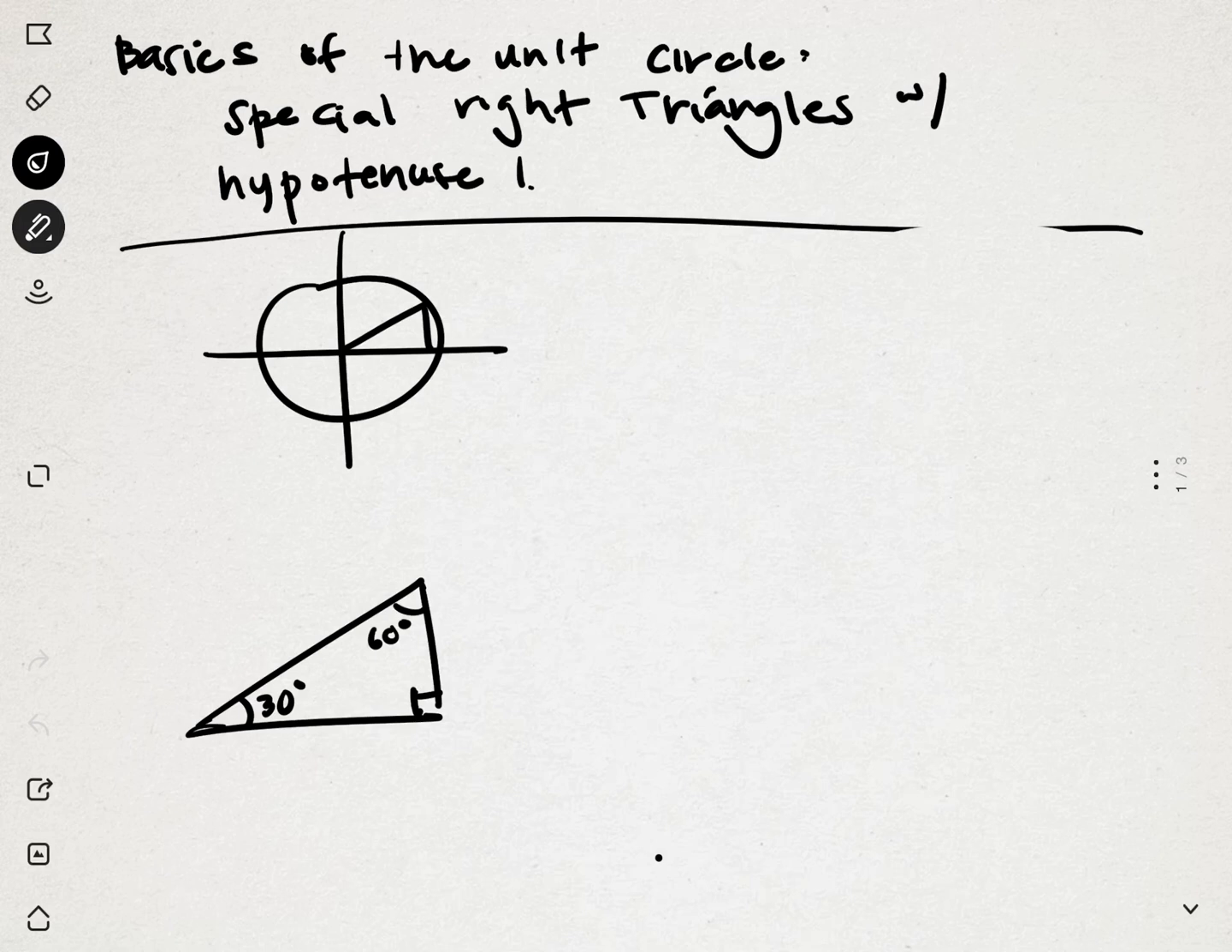Back. Today we're going to be talking about the basics of the unit circle. More specifically, we're going to be focusing on the special right triangles with hypotenuse 1. So the unit circle is kind of a big deal. It's one of the biggest ideas you take out of trigonometry as you head into higher levels of math. Yeah, so we're going to be spending some time on this.